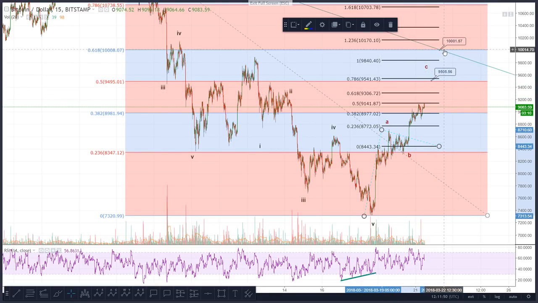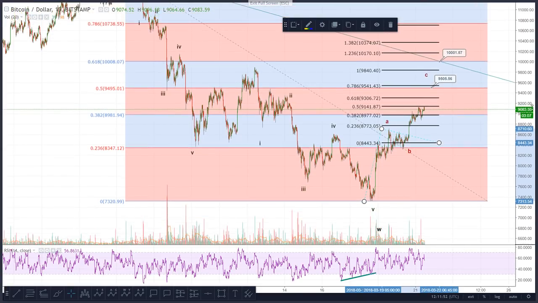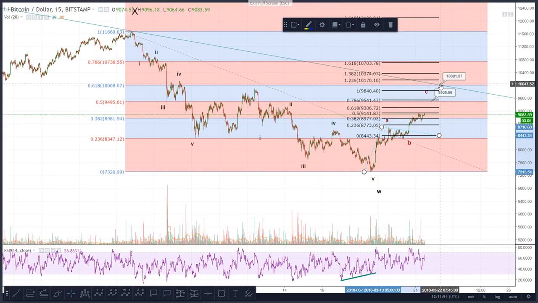Now, it could go even higher. It could go up to the 10,000 level. That would be hitting our major downward trend line, around this level. So that's a possibility, but I don't see enough momentum in the move to make it reach that high. My primary target would be around this 9505 to 9541.